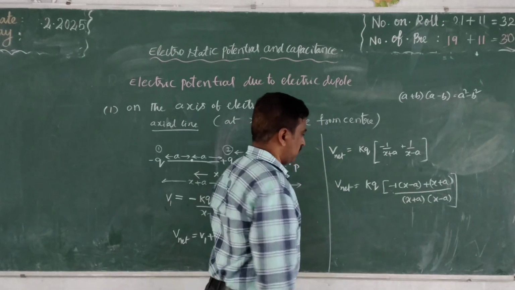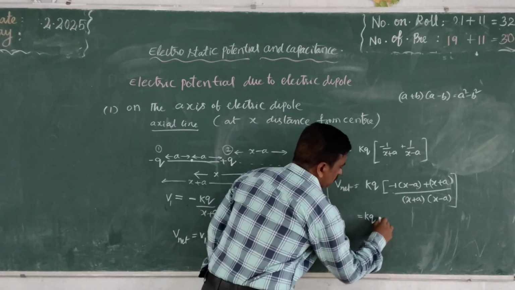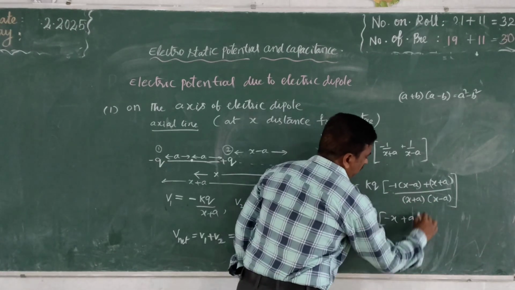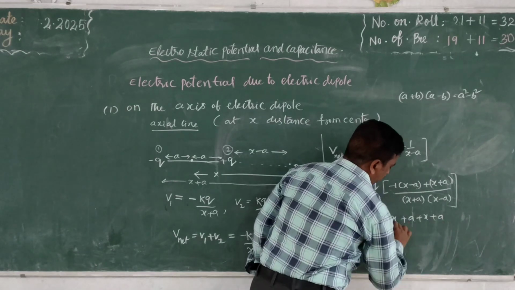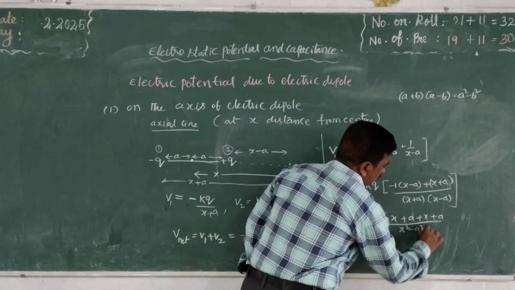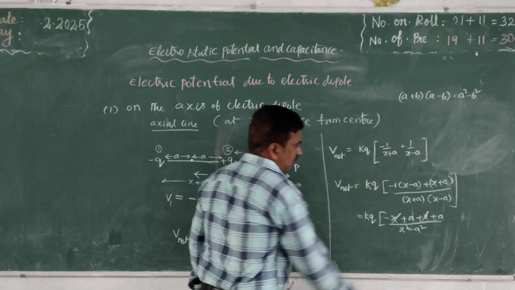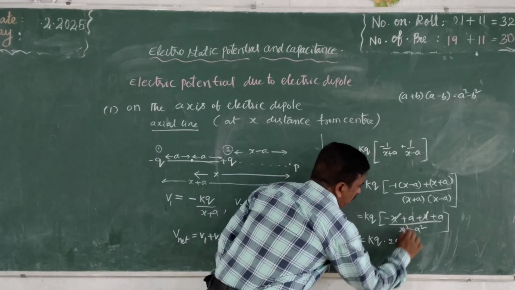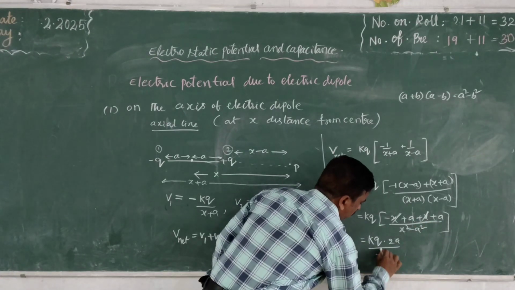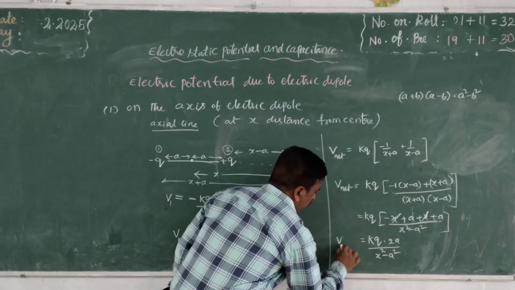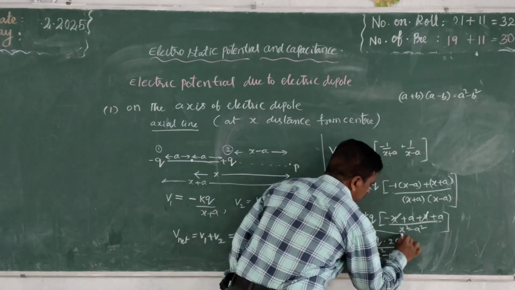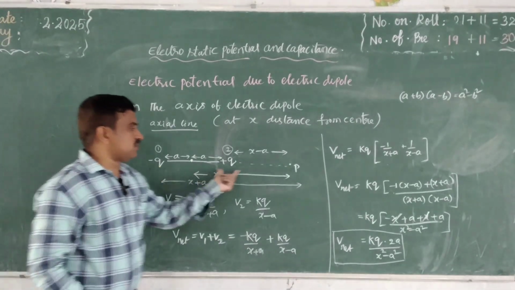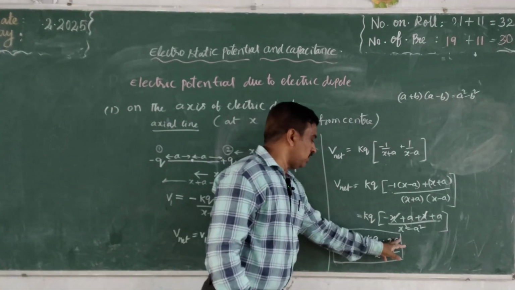Yes, now we can write kq times minus x plus a plus x plus a, by x square minus a square. Minus x and plus x cancel. What do we get now? kq into 2a by x square minus a square. It is the net potential at point P. What is the net potential at point P due to the electric dipole, minus q and plus q? kq into 2a by x square minus a square.